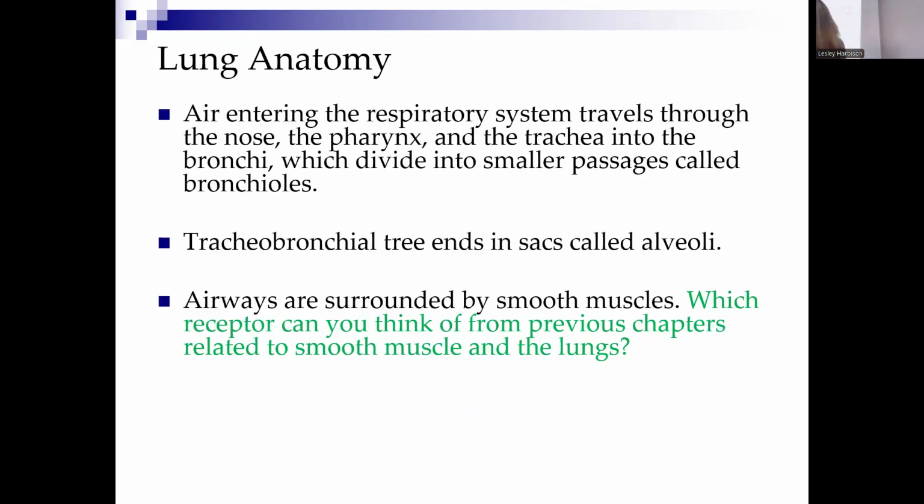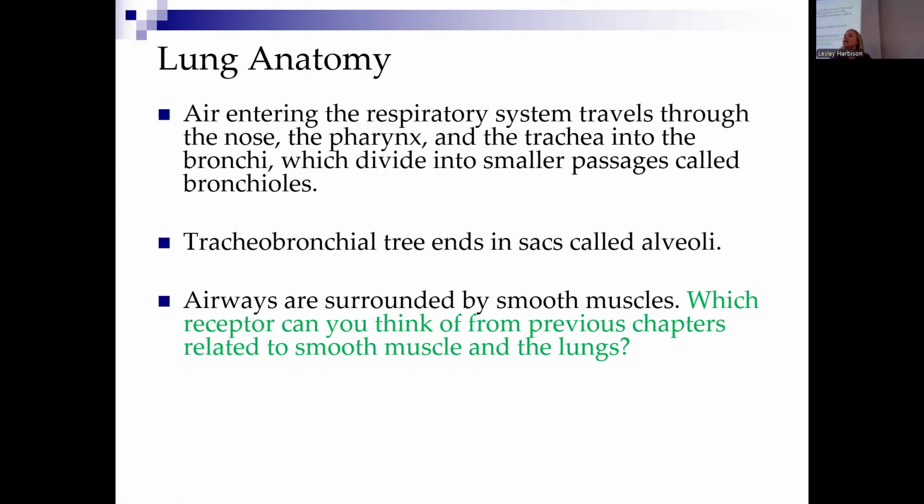And this says the same thing. Air entering the respiratory system travels through these areas. And then the tracheobronchial tree divides and splits off more and more until you get to the alveoli. And the alveoli come into play with some of the diseases that we'll talk about, asthma and COPD. So, which airways are surrounded by smooth muscles? Everything has it: our vascular system, lungs, the alveoli, everything is surrounded by smooth muscle. Which receptor can you think of from a previous chapter related to smooth muscle?